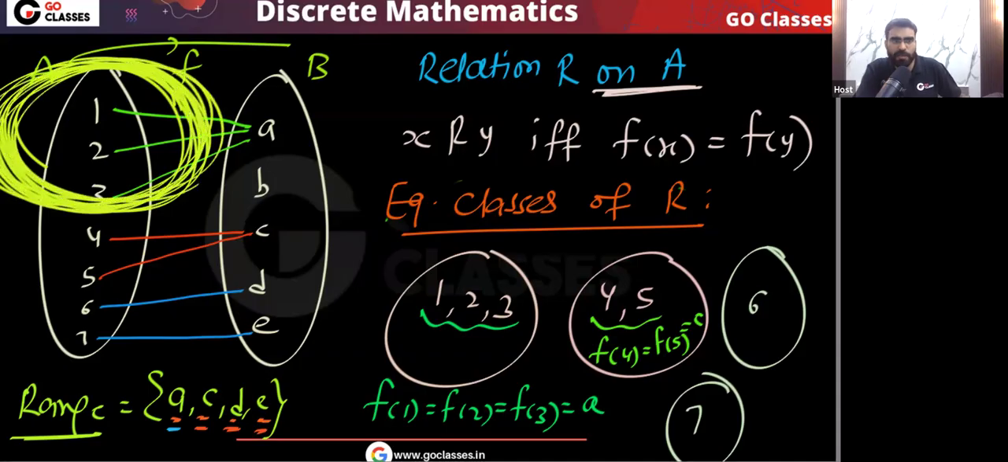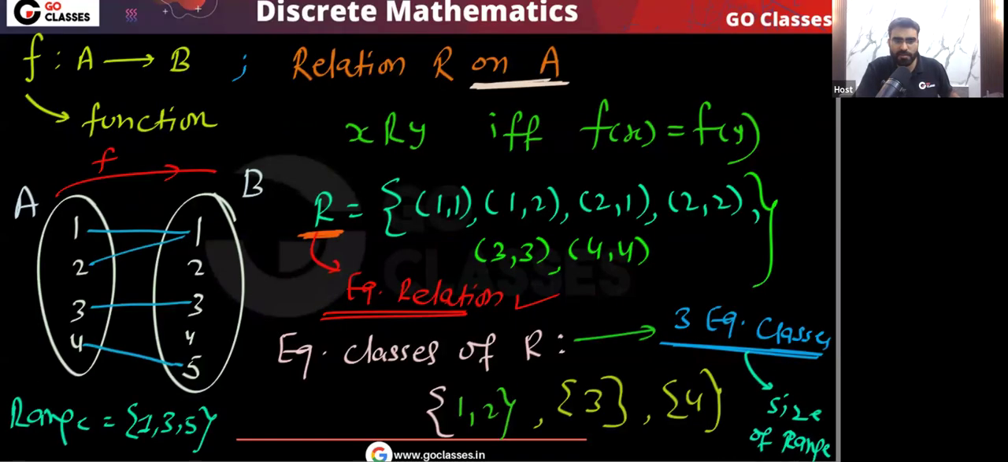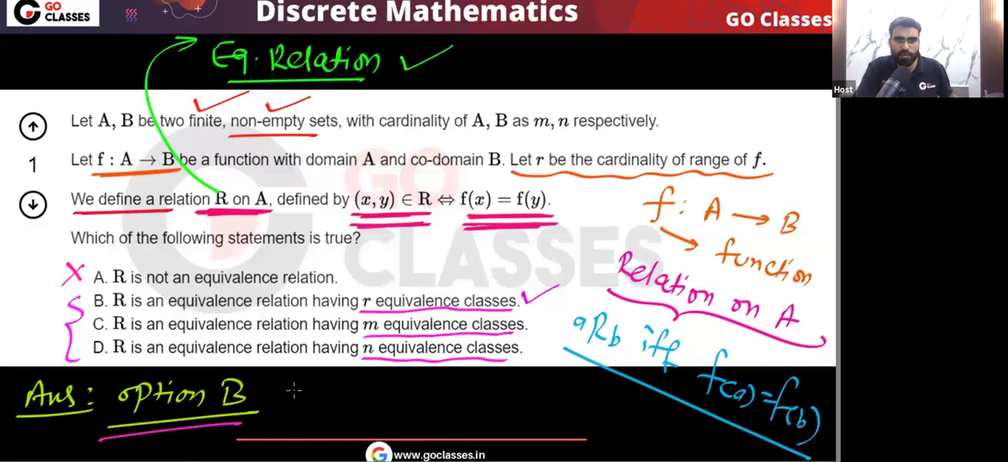So all the elements mapping to A are in one equivalence class. All the elements mapping to C are in one equivalence class. All elements mapping to D are in another equivalence class. And finally, all elements mapping to E are in one equivalence class. So there are a total of 4 equivalence classes. Okay. So this is your question. Did you understand this question? Please tell me. So for this question, the answer will be option B. Is this crystal clear to everyone? Is there any doubt?